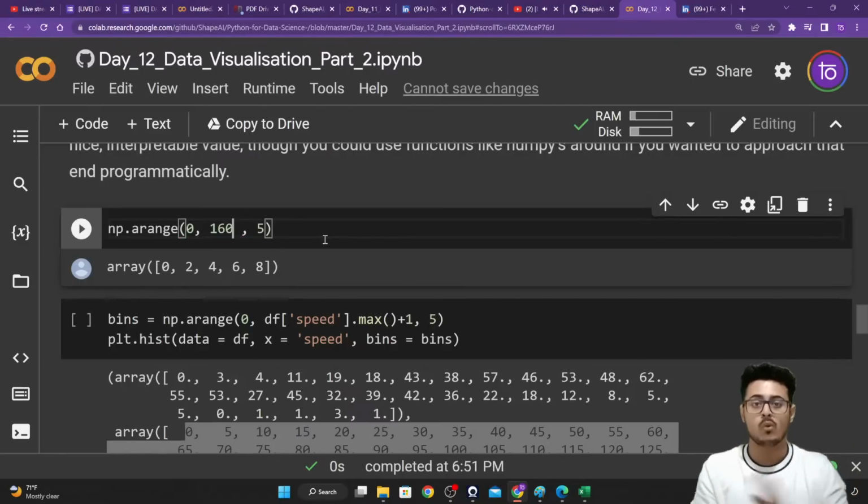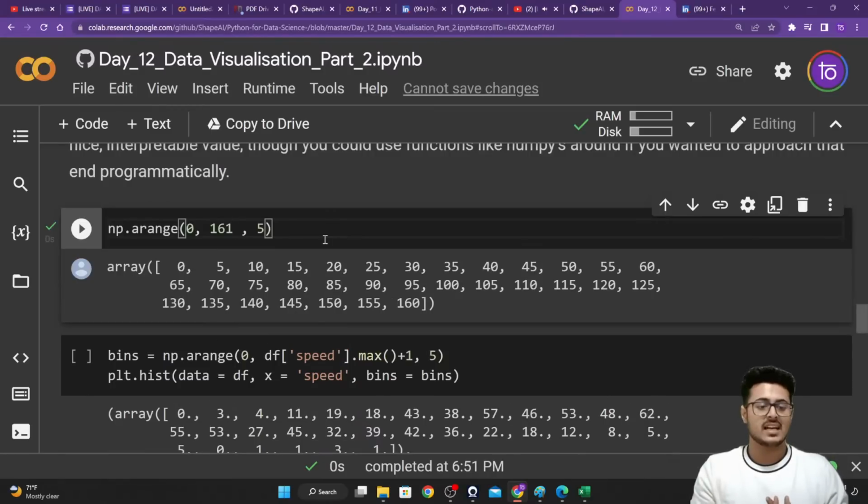Okay, 160 won't be included in my calculations, so I'll be going up till 161, because 161 won't be included, but 160 will be. I'm running this particular line of code. As you're able to see, we are getting an array starting from 0, 5, 10, 15, 20, the array that we wanted. Every bin is of 5 digits.